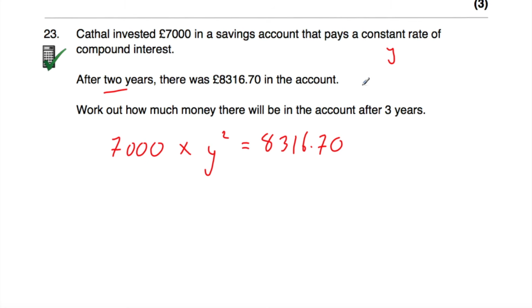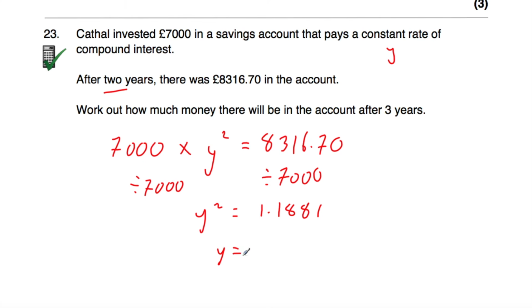Now if we solve this, we can find out what y is, our multiplier. And if we know what the multiplier is, then we can work out how much money is in the account after 3 years. So let's divide both sides of the equation by 7,000. On the left hand side we get y squared, and on the right hand side, 8,316.7 divided by 7,000 is equal to 1.1881. So that's what y squared is.